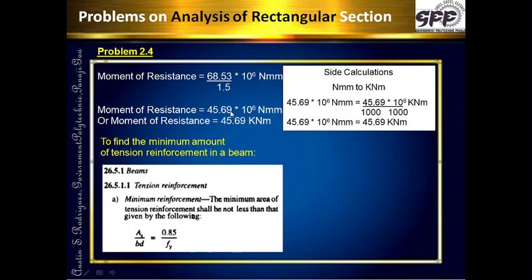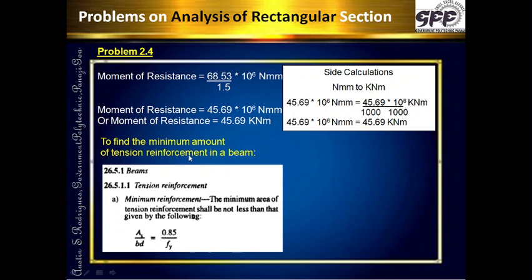I would prefer converting this big number into kilonewton meter. So 45.69 into 10 raised to 6 Newton mm, from Newton to kilonewton divided by 1000, from millimeter to meter divided by another 1000. So finally 45.69 into 10 raised to 6 Newton mm becomes equal to 45.69 kilonewton meter. So the moment of resistance of this beam with these parameters is 45.69 kilonewton meter.